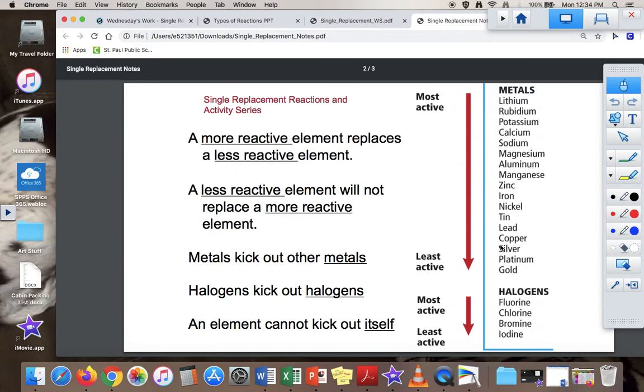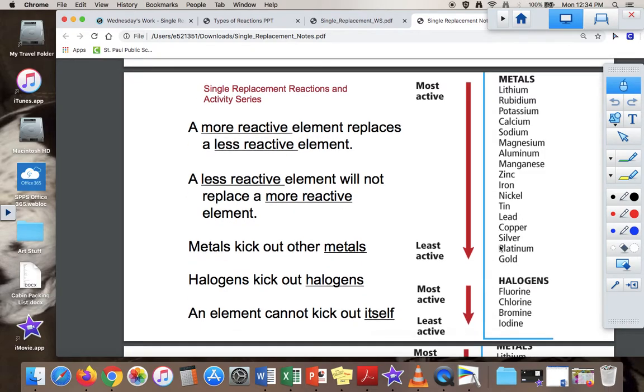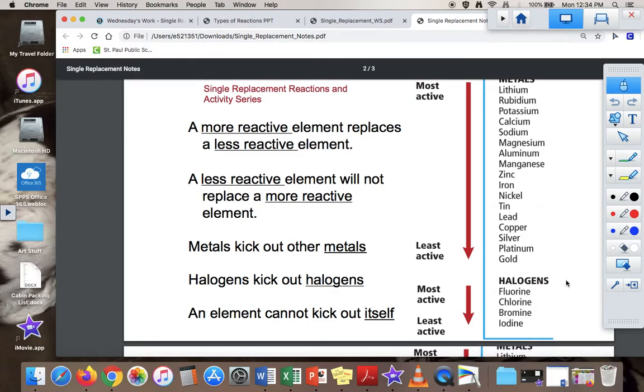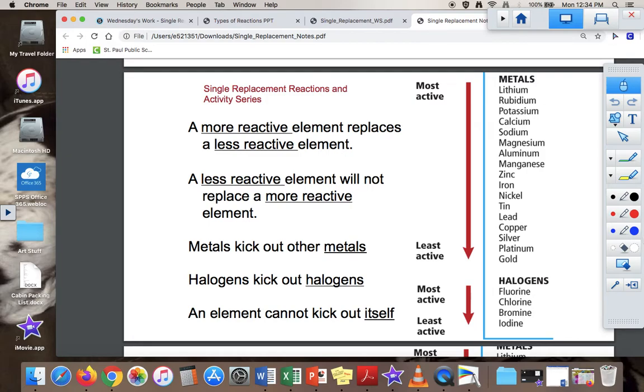Okay. So basically, a more reactive element replaces a less reactive element. If you look on the right side here, you'll see that there are a bunch of metals and also some halogens, which are non-metals. And it gives you the order of reactivity. Towards the top are the most reactive, and towards the bottom would be the least reactive. We've talked about this before, but gold is very unreactive. It does not like to react with anybody. That's one of the reasons it's used for things like jewelry, because it doesn't actually tarnish or react with oxygen. The same for things like platinum.